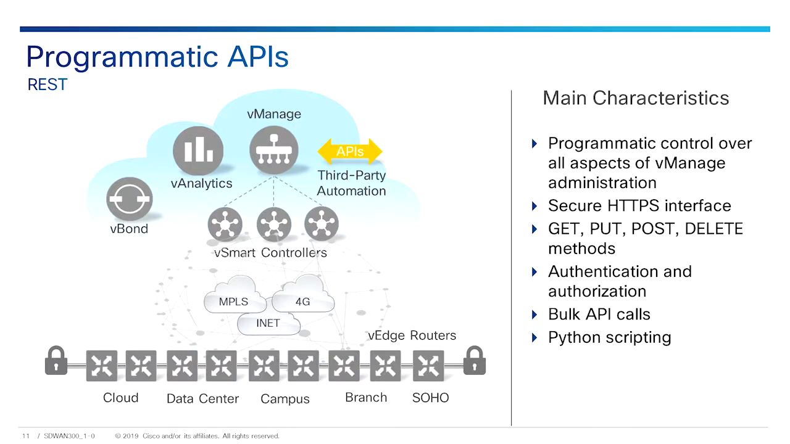We also provide the REST API, which is a programmatic interface for controlling, configuring, and monitoring the Cisco SD WAN devices in an overlay network. You can access the API through the vManage web server.